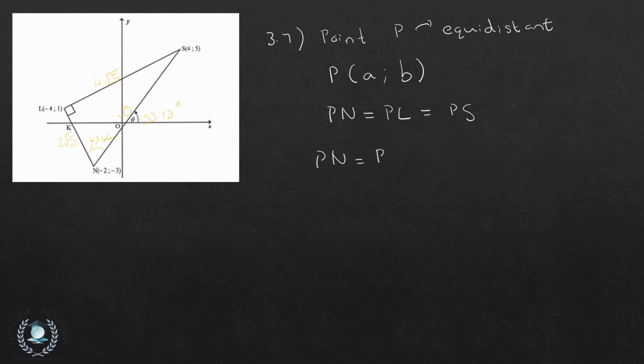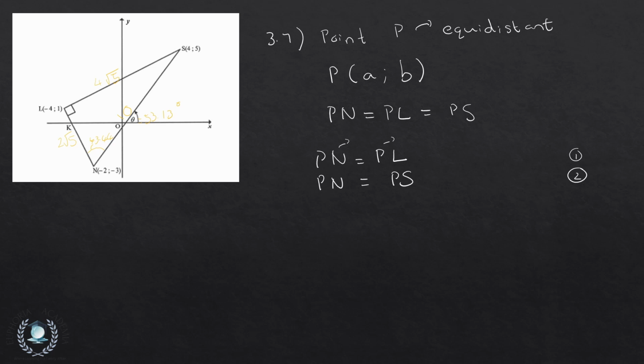We're going to have PN is equal to PL, and PN equal to PS. It's up to you how you write this out. So I'm going to start substituting into our equation 1, and that will be our equation 2. I'm going to substitute the distance formula, but I'm not going to consider the square root, because the square roots are going to cancel.